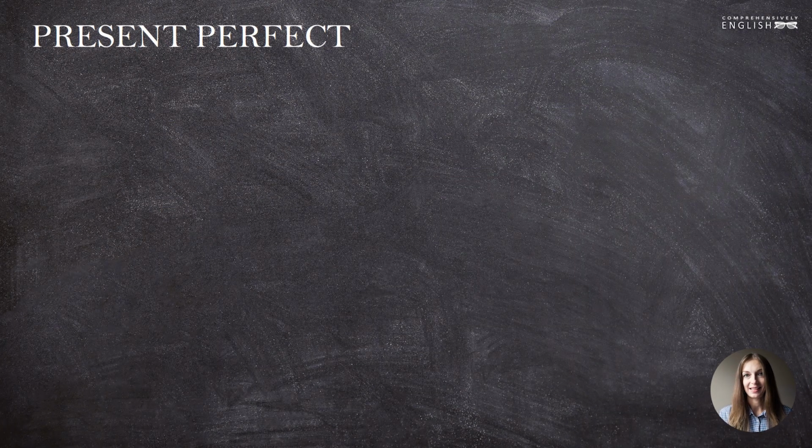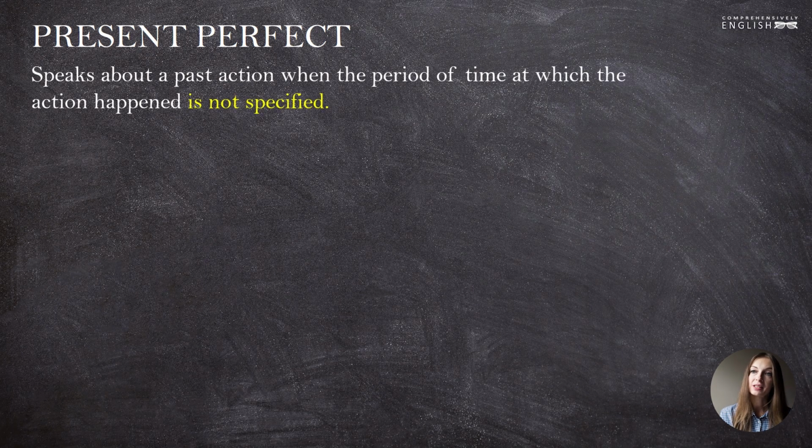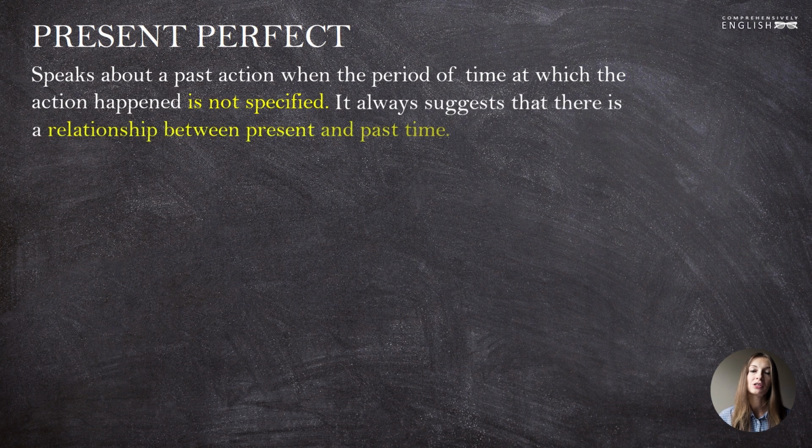Now, the present perfect tense. The present perfect tense speaks about a past action when the period of time at which the action happened is not specified. So, we are speaking about a past action just the way we did in the past simple tense, but in this case it is not important for us when exactly this action happened. So we do not specify the time. And this is a crucial feature of this tense. Present perfect always suggests that there is a relationship between present and past time.